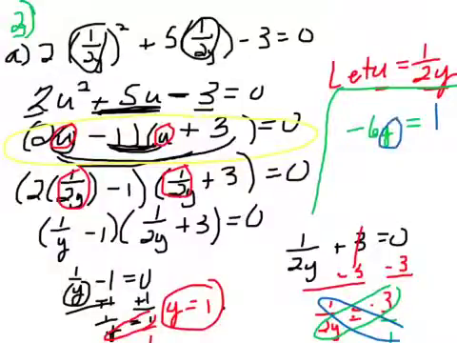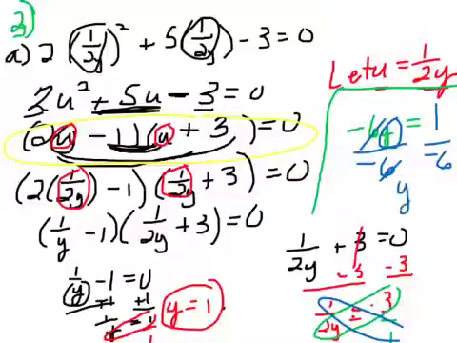If I want to solve for y, then I can divide both sides by negative 6. See how basic solving is always showing up also. So we get y equals negative 1/6. And that's our other answer.